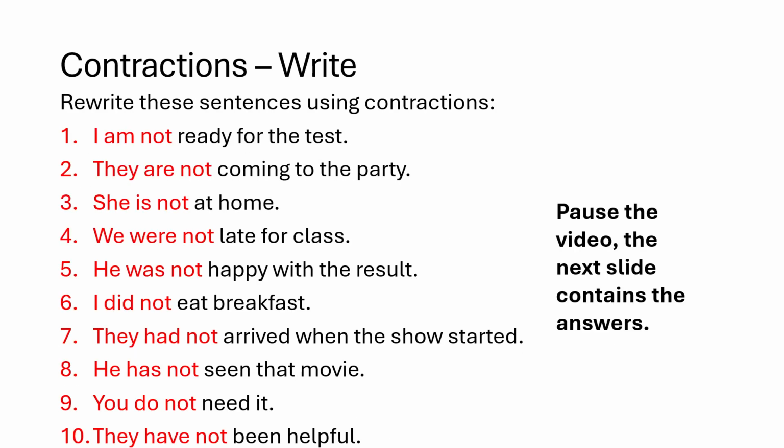Rewrite these sentences using contractions. 1. I am not ready for the test. 2. They are not coming to the party. 3. She is not at home. 4. We were not late for class. 5. He was not happy with the result.